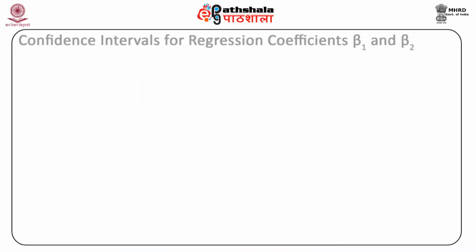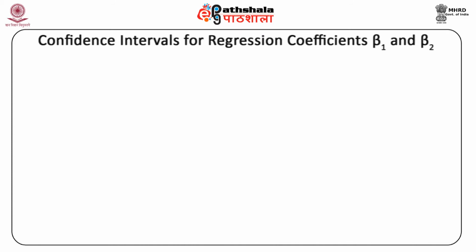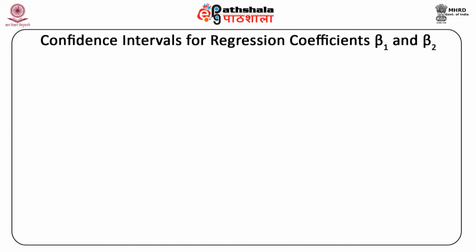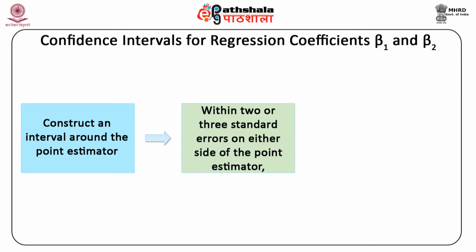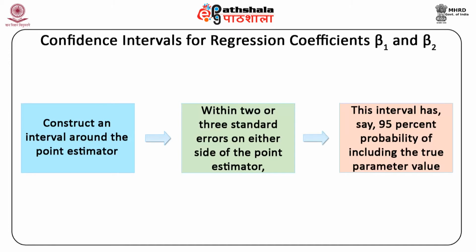Confidence intervals for regression coefficients beta 1 and beta 2. Instead of relying on the point estimate alone, we may construct an interval around the point estimator, say within 2 or 3 standard errors on either side of the point estimator, such that this interval has, say, 95% probability of including the true parameter value.